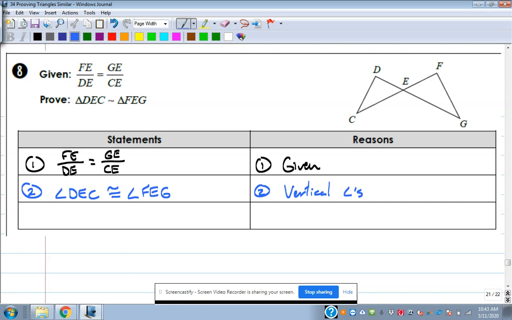Side angle side, because we've got FE over DE. That's this side and this side, and then the other pair of sides is there. It's the angle in between that we marked as vertical and congruent to one another. So yes, that's side angle side that we have similarity to. So triangle DEC is similar to triangle FEG, side angle side similarity.